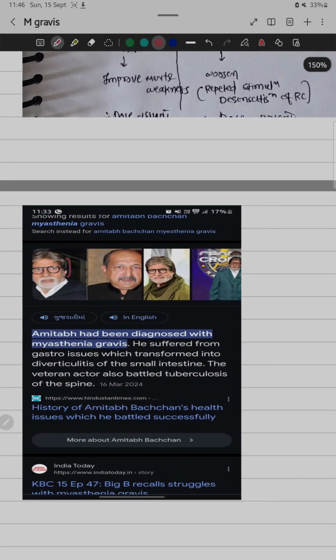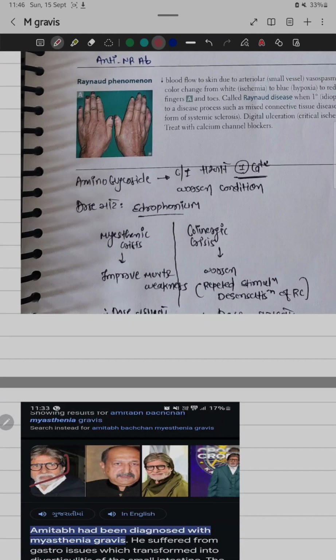The famous celebrity Amitabh Bachchan was diagnosed with myasthenia gravis. This is just an interesting fact that you can remember.